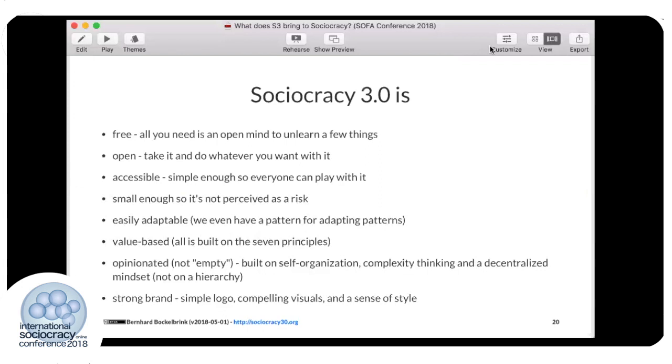And it's opinionated and not an empty method. It's built on self-organization, complexity thinking, and a decentralized mindset. And I think it's a pretty strong brand. It has a simple logo, it has compelling visuals, and it has a certain sense of style that is not present everywhere.